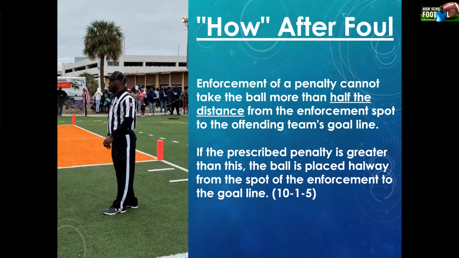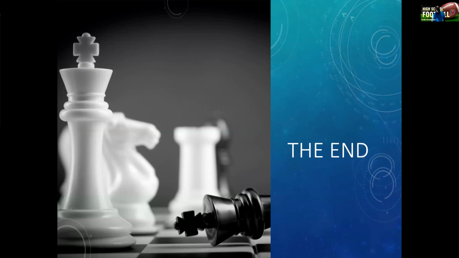And this is it. This is the last slide. Enforcement of a penalty cannot take the ball more than half the distance from the enforcement spot to the offended team's goal line. If the prescribed penalty is greater than this, the ball is placed halfway from the spot of enforcement to the goal line. So half of this to the goal line, right? We all know about that. I don't need to explain that, right? And that's it. Right? So you can unmute yourself and tell me, man, you took too long.